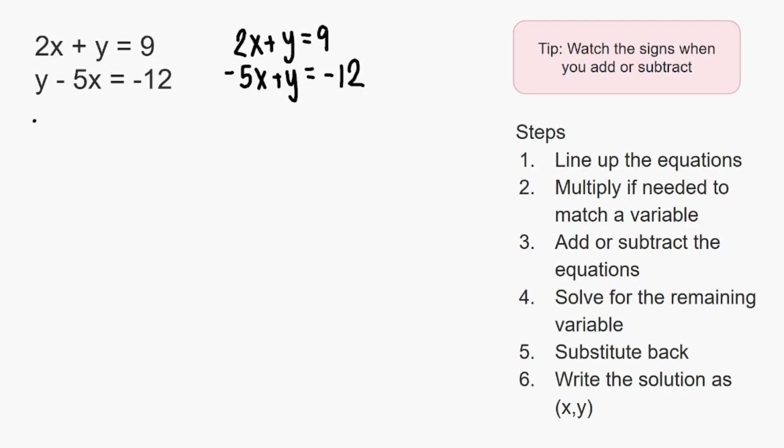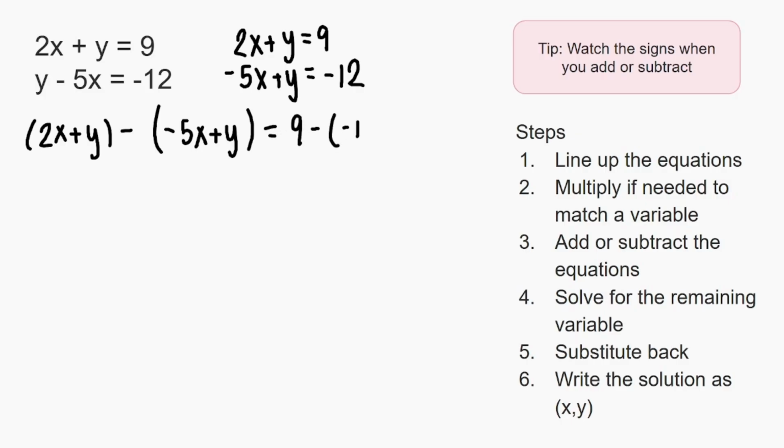So let's subtract. We're going to do 2x plus y, subtract by this whole quantity, negative 5x plus y. I like to add parentheses to it because, as you can see, the negative signs can get a little bit confusing and they might cancel out. In this case, we're going to do 9 minus negative 12. So we're just subtracting this bottom equation from the top equation to get rid of the y's. We could also subtract the top from the bottom, as you can see. Either way, the y's will cancel out.